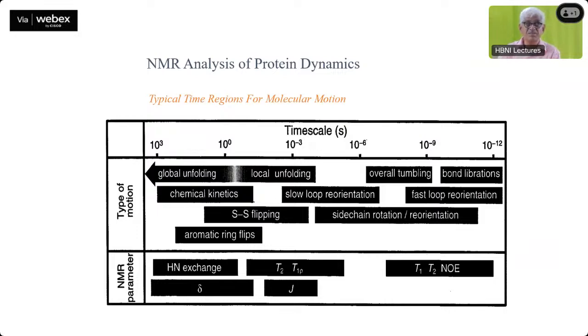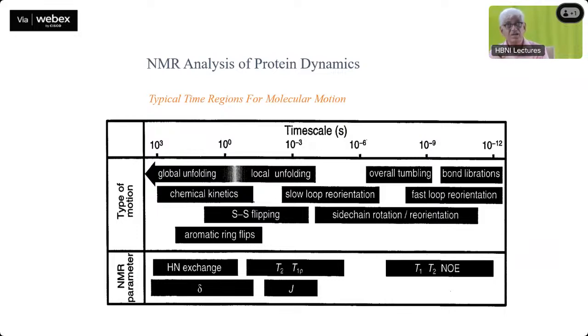Now, how do we measure this? With all these different kinds of motions, which technique do we use to measure which time scale motion? If you are in this domain here, the sub-microsecond to picosecond time scale, then you use T1, T2, NOE.